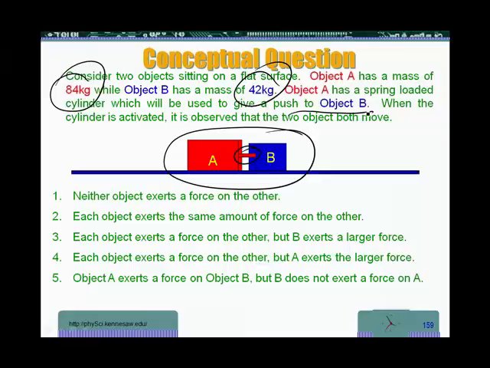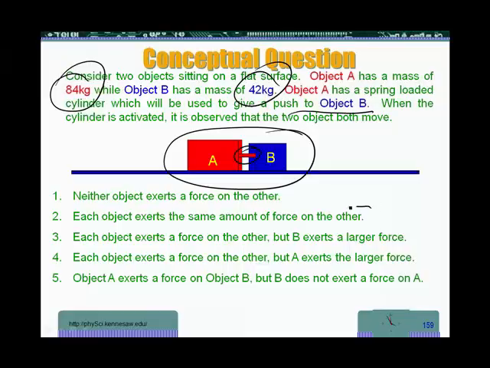Now, which of these statements is true? Neither object exerts a force on the other. Each object exerts the same force on the other. Each object exerts a force on the other, but B exerts a larger force. Each object exerts a force on the other, but A exerts a larger force, and so on.